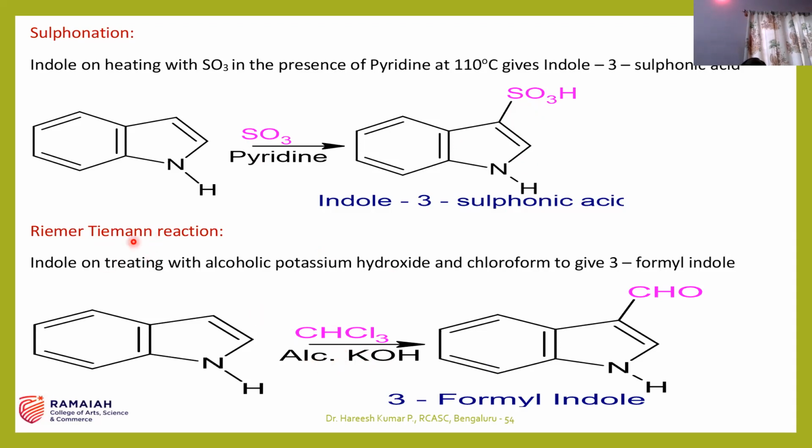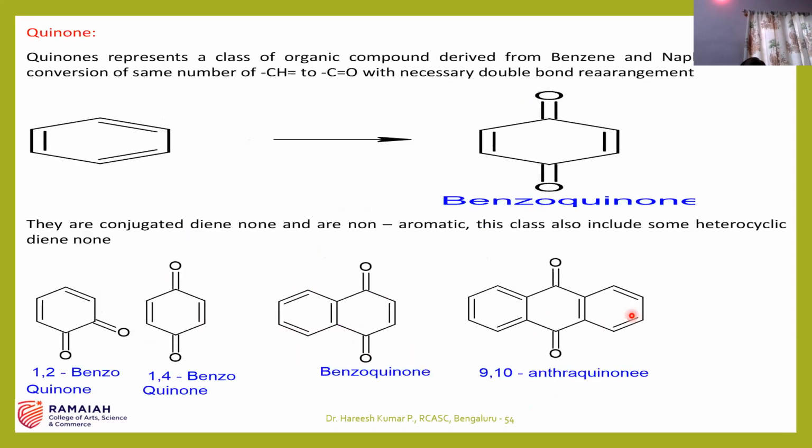It's a Reimer-Tiemann reaction. So indole, when it is treated with chloroform in the presence of KOH, gives a CHO group at the third position. It's called the Reimer-Tiemann reaction. I think you studied it in your BSc itself, even in PU also. You can just look into the mechanism part, but the mechanism is not required for you. It's only what product is formed.